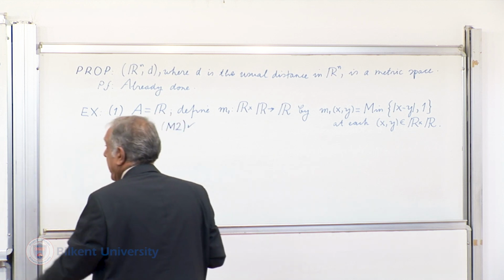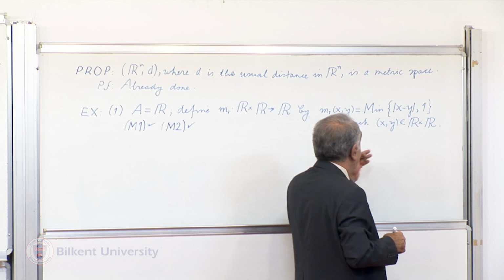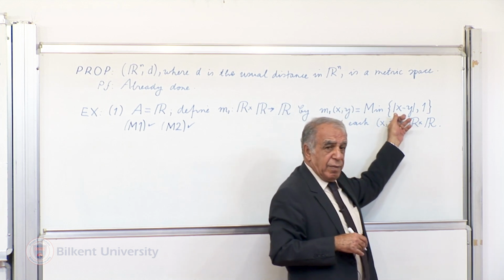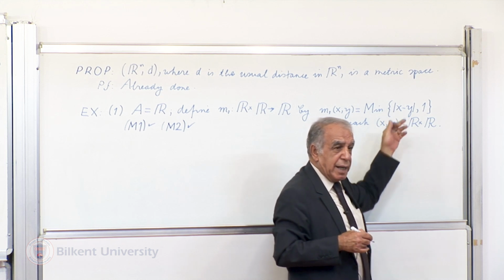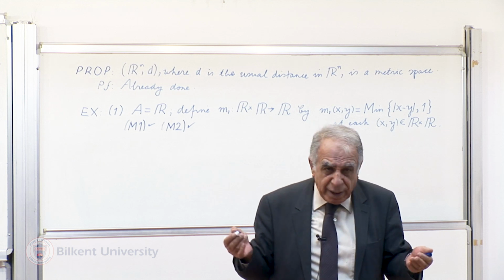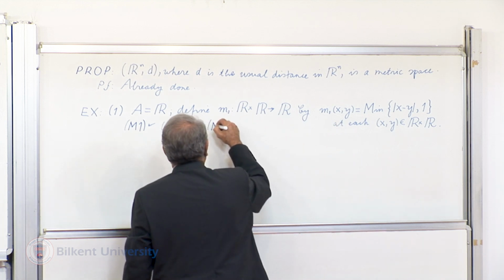As for M3, well, if you consider (x,y) and (y,x), then this becomes, in one case, the absolute value of x minus y. In the other case, the absolute value of y minus x, but they're equal. So you're taking the minimum. M3 is also satisfied.